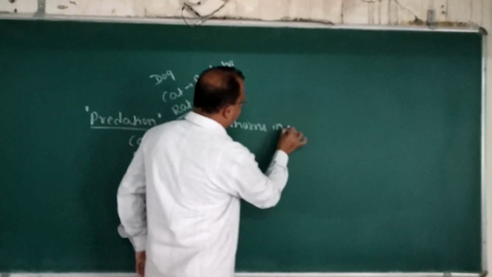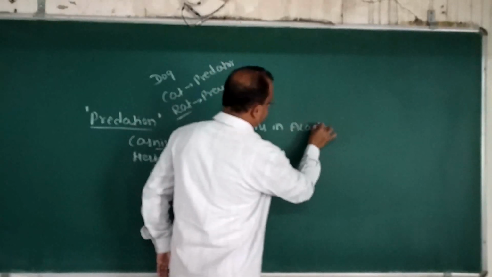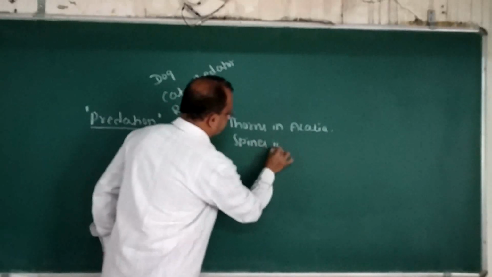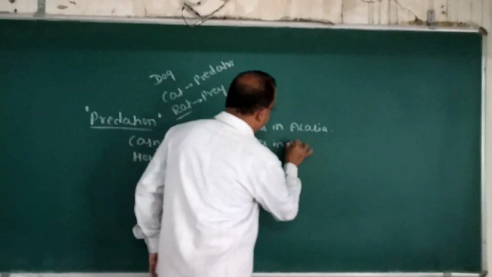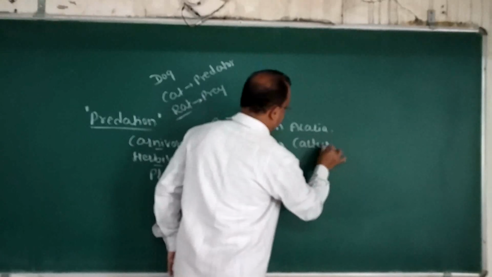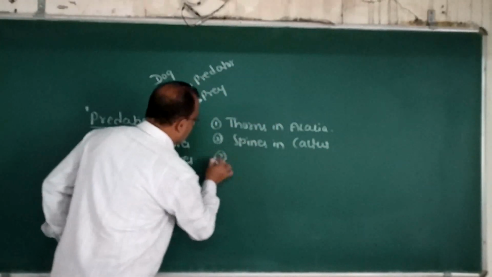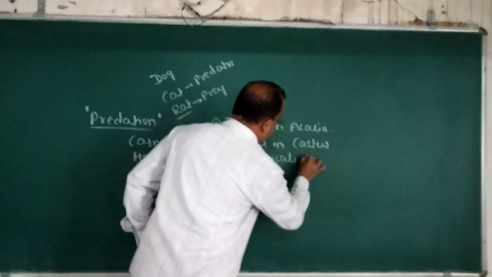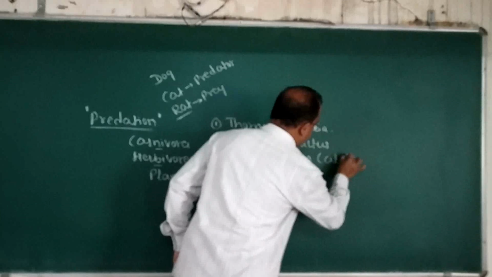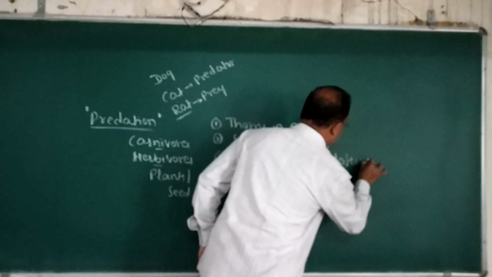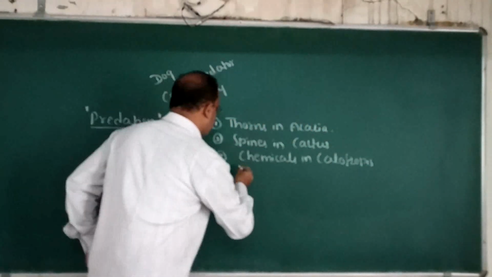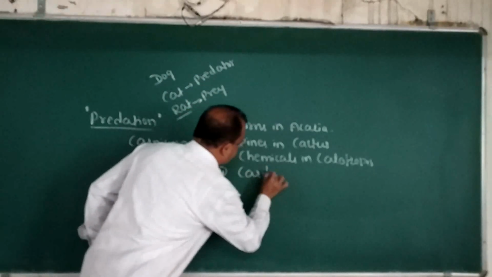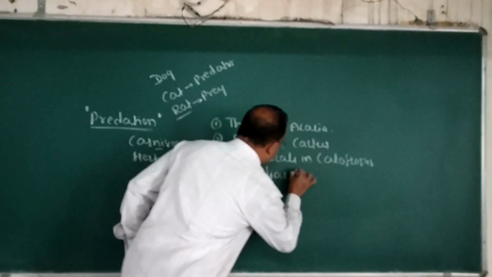Thorns in Acacia, spines in cactus, poisonous chemicals in Calotropis, cardiac glycosides.